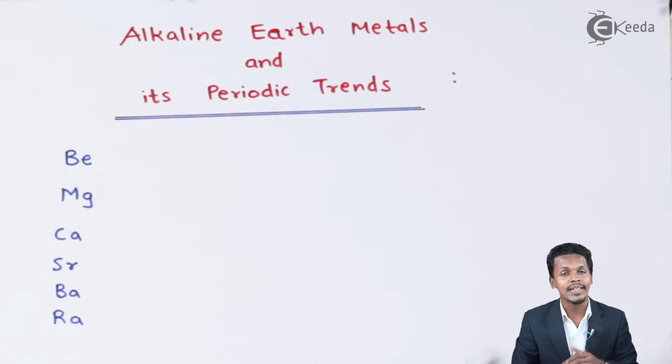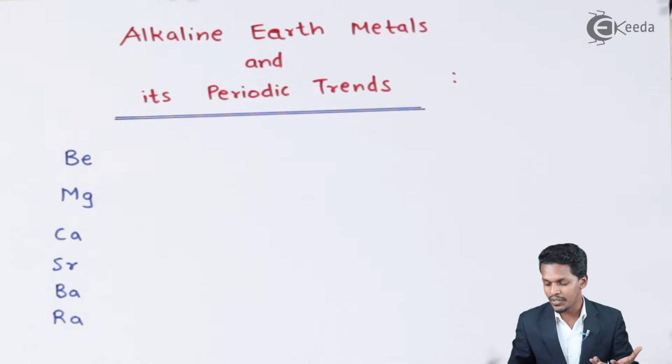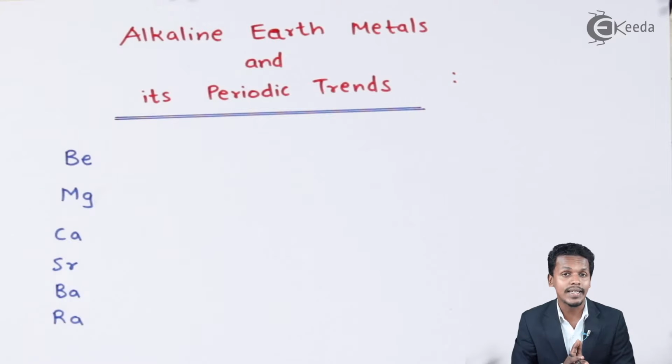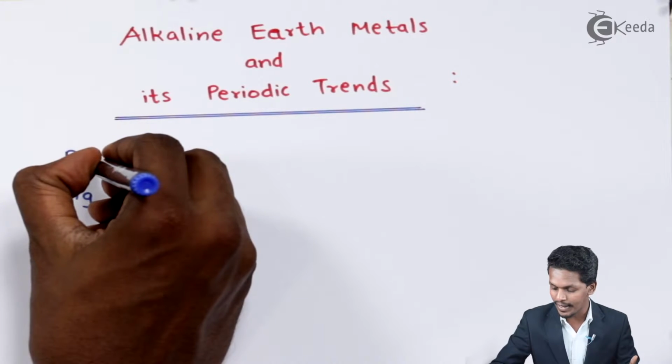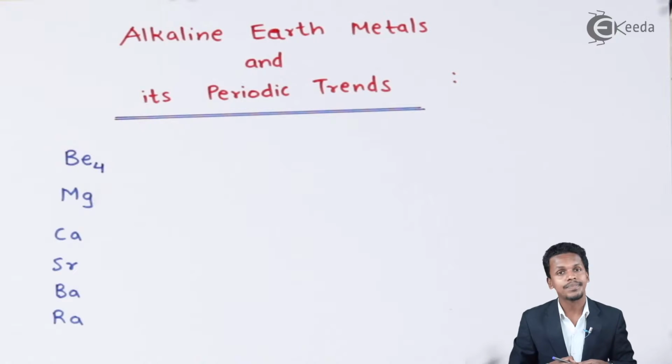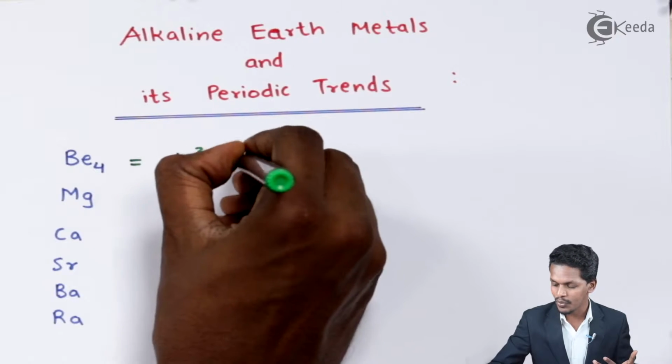Let me talk about the next one, the general electronic configuration. Let me take one example, suppose I'm talking about beryllium. Unless we know the atomic number, we can't write the electronic configuration. Beryllium has atomic number 4. So how can we represent it? According to the electronic configuration, it can be represented as 1s2 2s2.